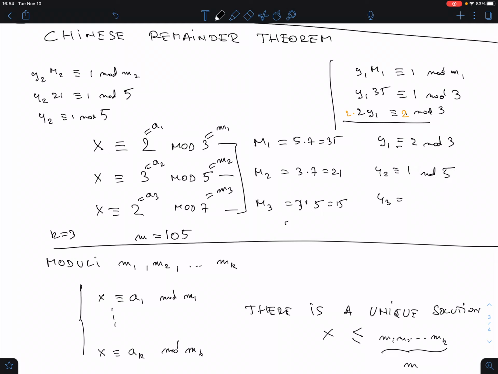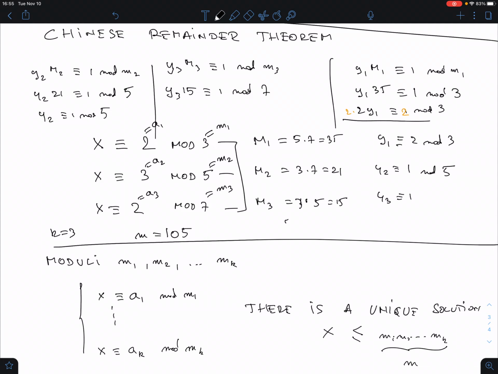Okay, and then finally, y3 M3 has to be equivalent to 1 mod m3. So y3, which we don't know yet, capital M3 was 15, should be equivalent to 1 mod 7. This is again easy because 15 mod 7 is 1. So we see that y3 has to be equivalent to 1 mod 7. Now what this means is we're going to take y1 equal to 2, y2 equal to 1, and y3 equal to 1.